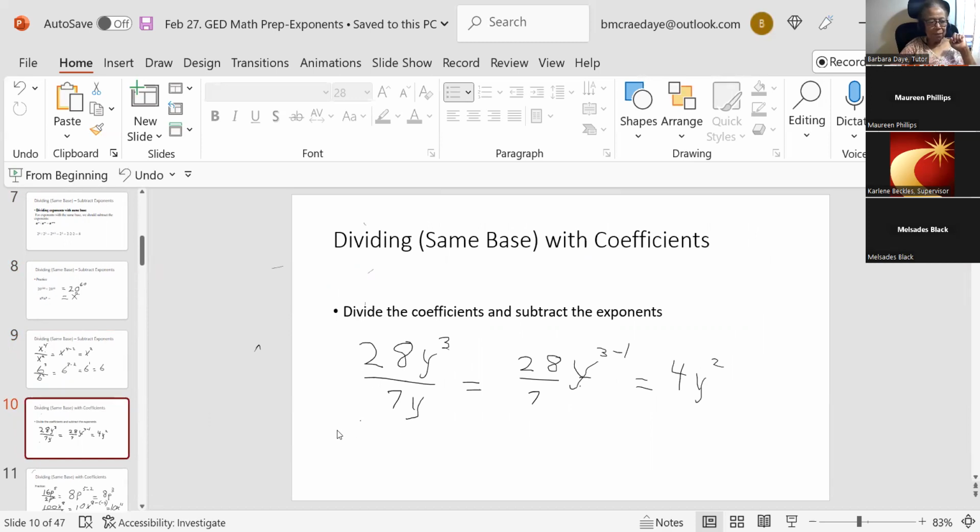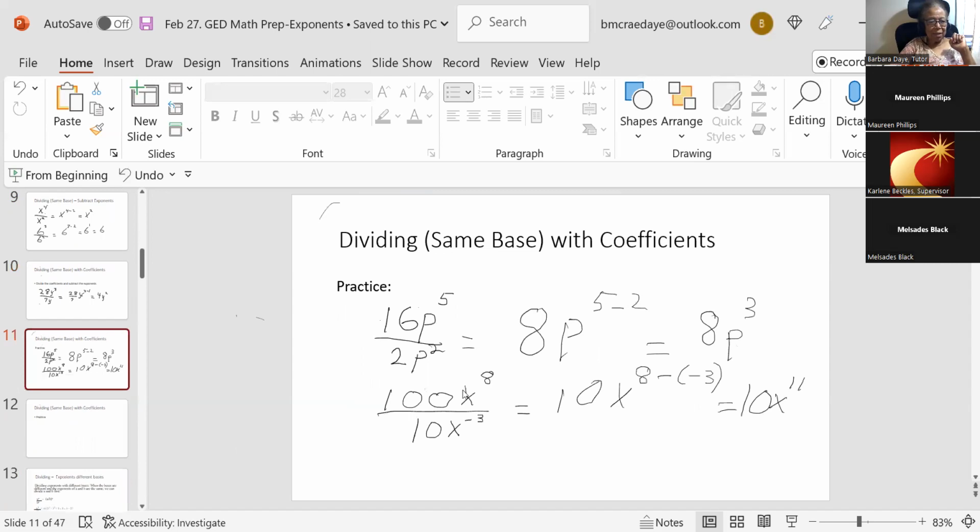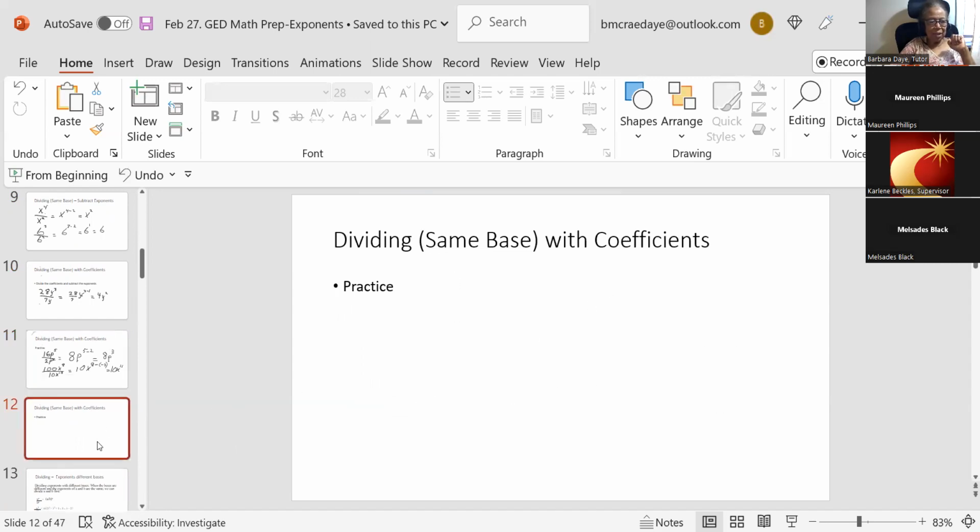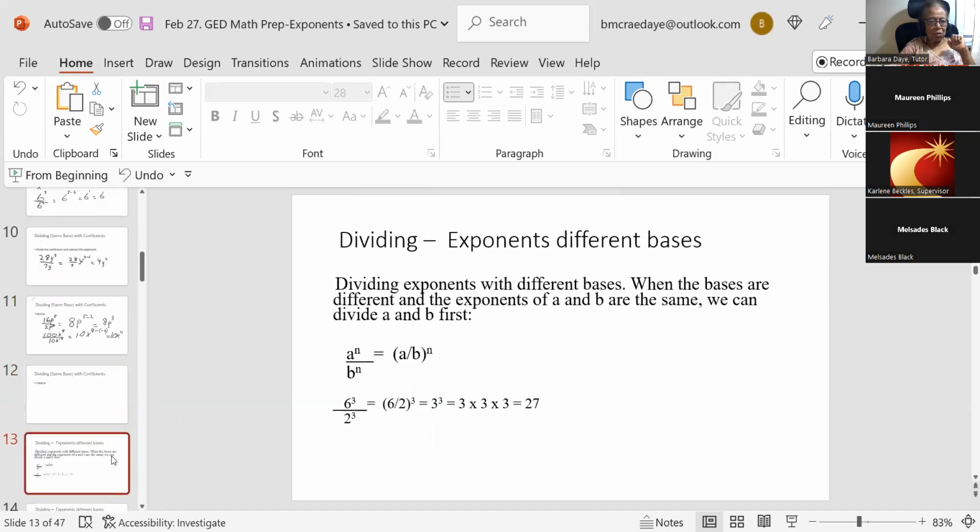Got it? Okay. Same thing, same base with coefficients. P is the base, 16 and 2 are the coefficients. Divide the coefficients, subtract the powers, right? Now, but when you get to different bases, what do we do?